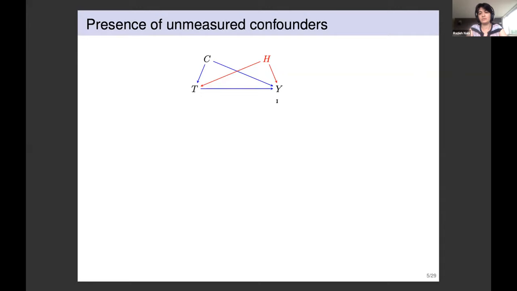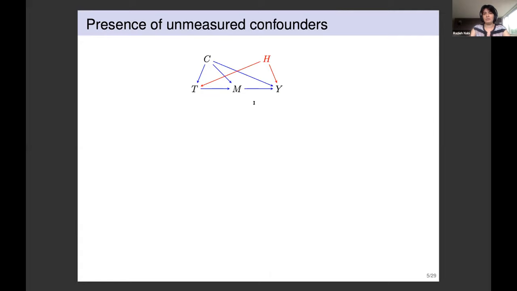But if, for example, we think that we have measured a variable that mediates all the effect of the treatment on the outcome and doesn't have an unmeasured cause, then the effect is going to be identified, but not through the adjustment functional. It is identified through a different type of functional that is referred to as the front-door adjustment or front-door functional. And this graph here is called the front-door model.